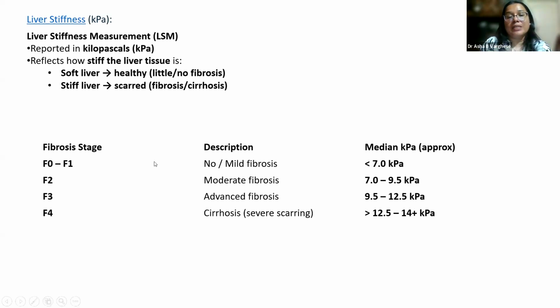F0 is absolutely no fibrosis. F1 is mild fibrosis, less than 7 kilopascals. F2 is moderate fibrosis, 7 to 9.5. F3 is advanced fibrosis, 9.5 to 12.5. And by the time we reach F4, it is cirrhosis or severe scarring, more than 12.5 to 14 plus kPa.